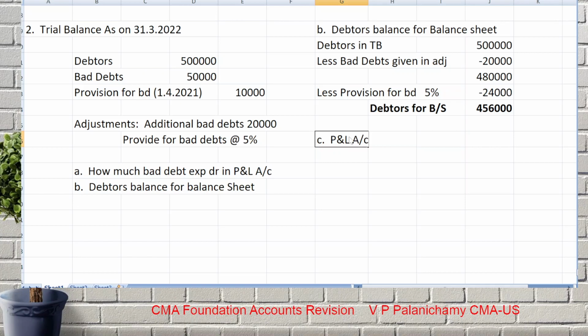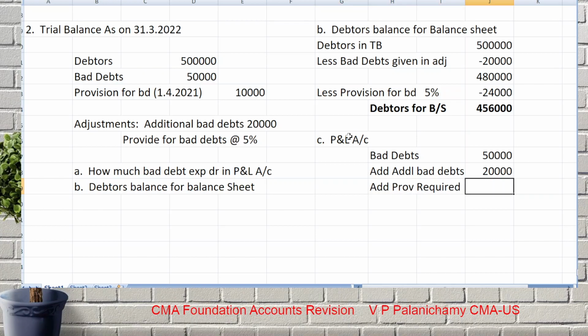See, how much will be charged in which account கேட்டிருக்கோம்? P&L account கேட்டிருக்கோம். Bad debts எவ்வளவு இருக்கு? Already 50,000. Add additional bad debts. Additional bad debts எவ்வளவு இருக்கு? 20,000. Add provision required. What is the provision required? 24,000 required. Less opening balance. Opening balance of provision எவ்வளவு இருக்கு நமக்கு already? 10,000. Now this amount will be charged in P&L.